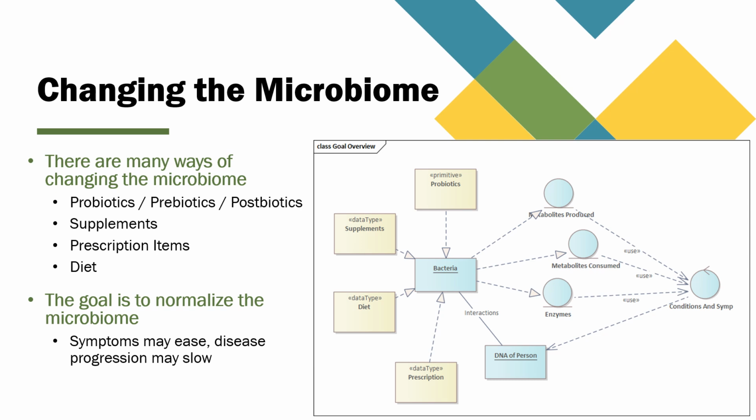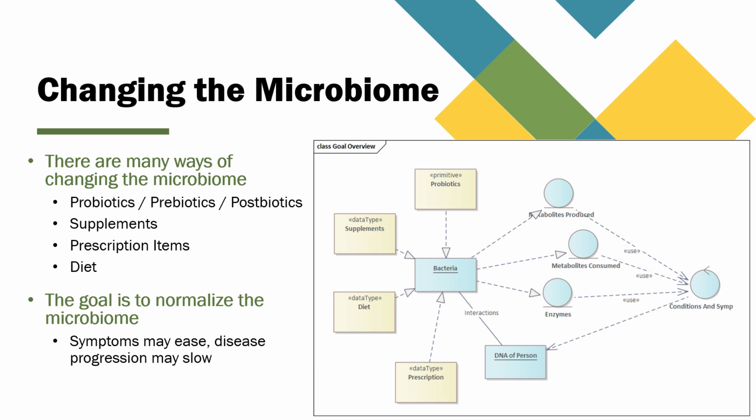You also have things like prescription items. For example, an antibiotic is the best example, but other things like proton pump inhibitors may also change the microbiome. And last but more importantly, diet. Diet can encourage certain bacteria and discourage other bacteria. Certain foods in the diet actually have a pretty strong effect on certain bacteria.